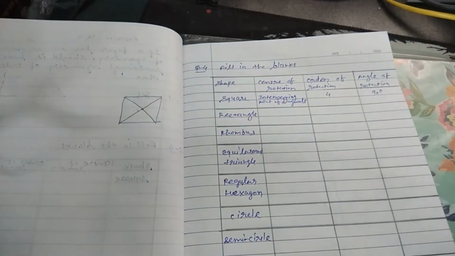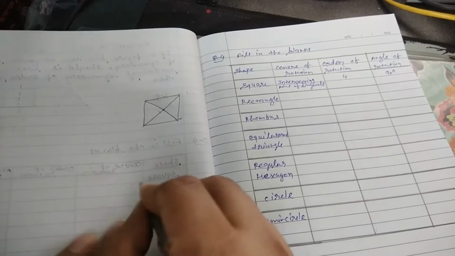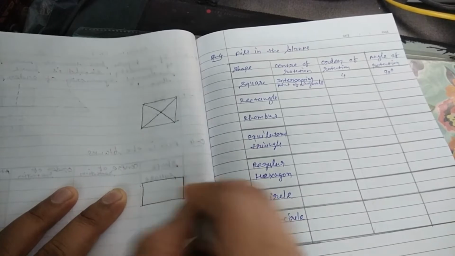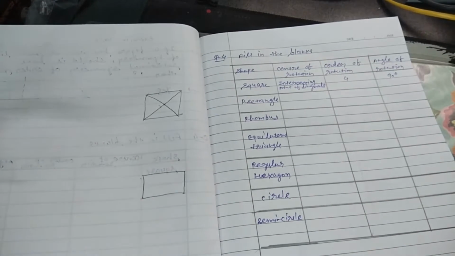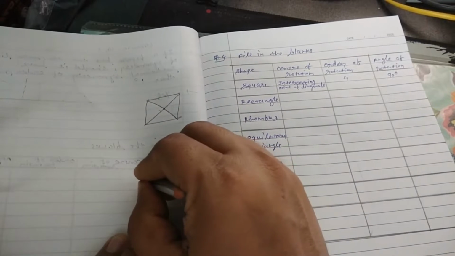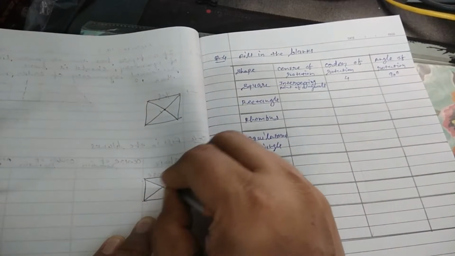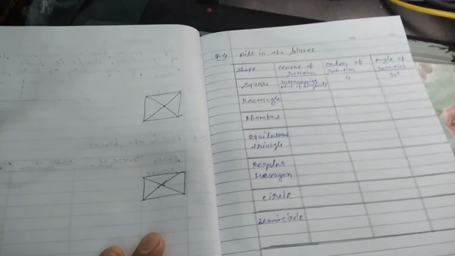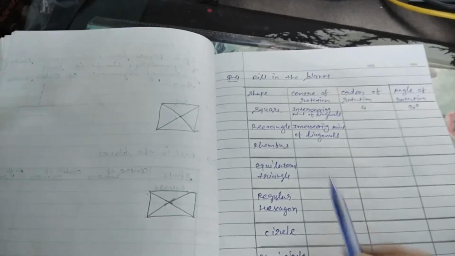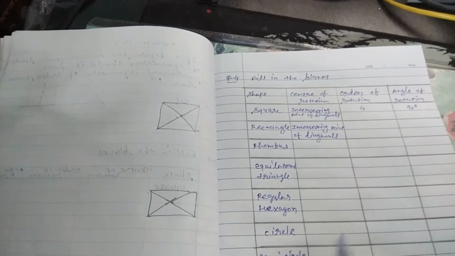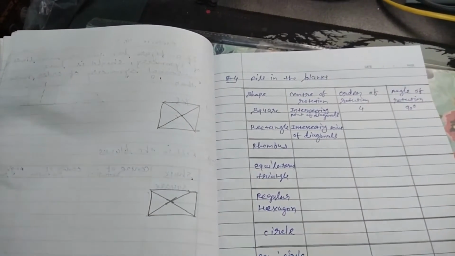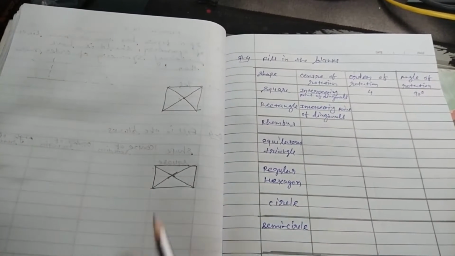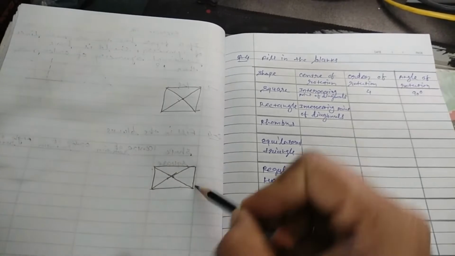Next, rectangle. Now in a rectangle, what is the center of rotation? It is nothing but the intersecting point of the diagonals. That means this one is the center of rotation. What is the order of rotation? Now here in a rectangle, all the sides are not equal. Opposite sides are equal, that is the length and the breadth.